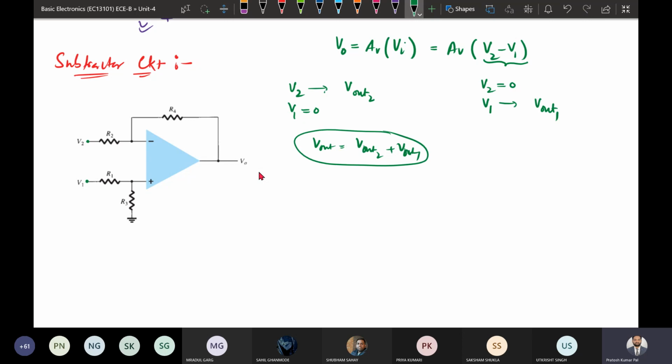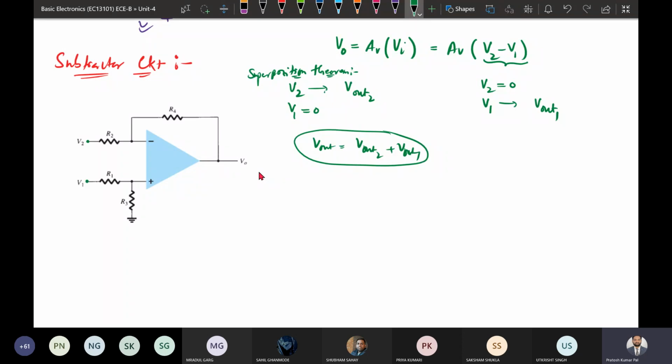So if there are different input voltages, we consider one voltage at a time and do the circuit analysis, then consider the second input and do the circuit analysis, and finally whatever outputs we get we need to add. That will be equivalent to analyzing the circuit by considering both the inputs to that circuit. So this is basically the superposition theorem. So we need to implement the superposition theorem.